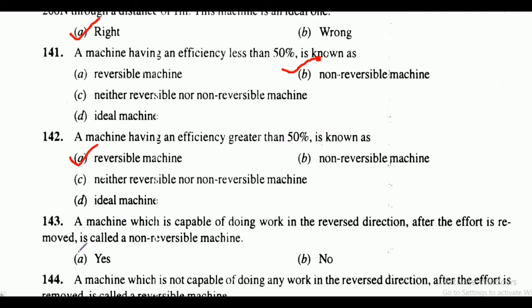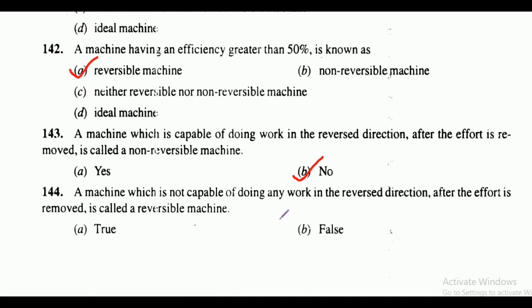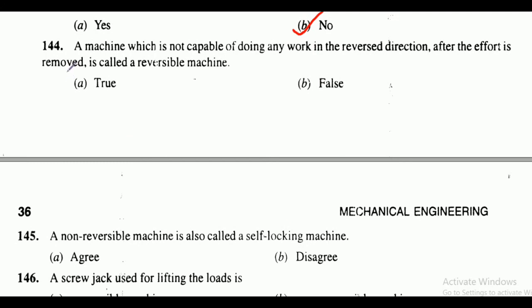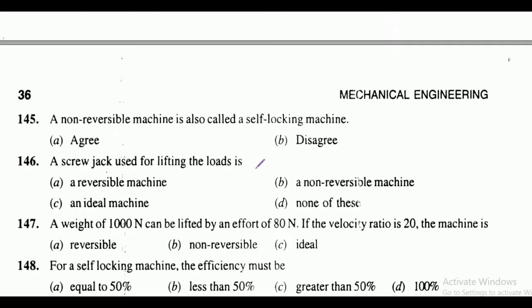Next is, a machine which is capable of doing work in the reverse direction after the effort is removed is called a non-reversible machine. Here friends, options are yes or no. So here option B, that is no, is the correct answer. Next is question 144. A machine which is not capable of doing any work in the reverse direction after the effort is removed is called a reversible machine. Here options are true or false. So here correct answer is B, that is it is false.